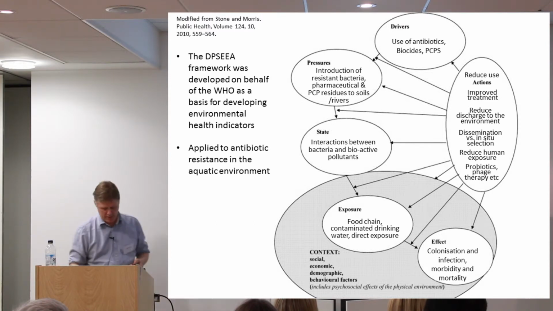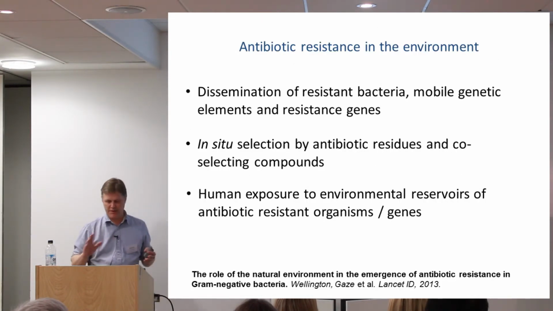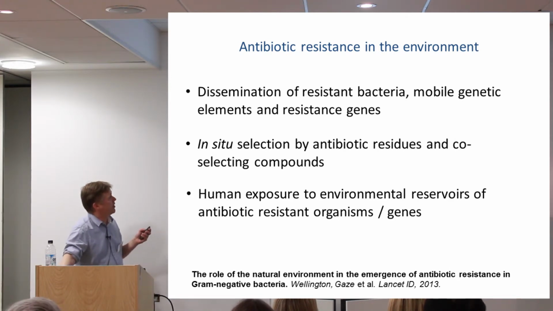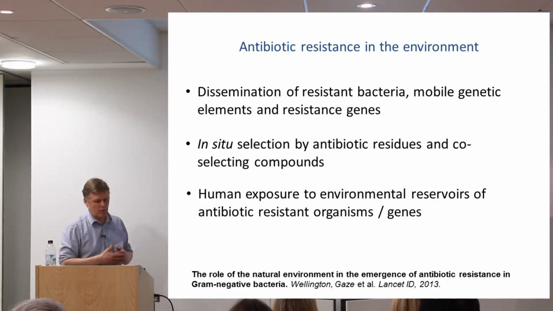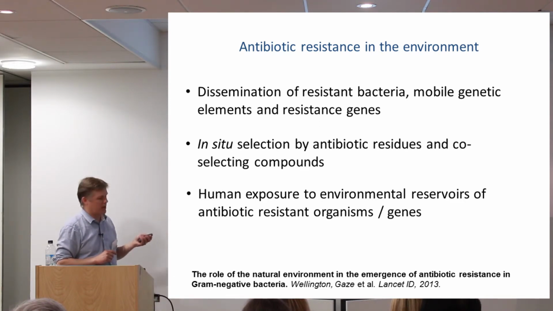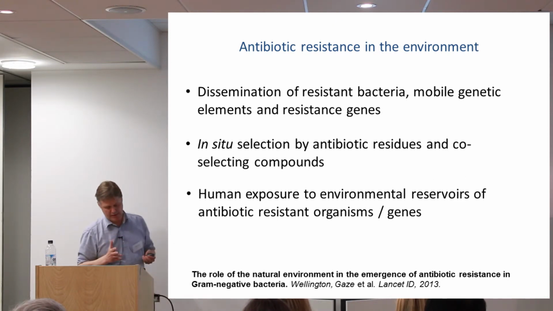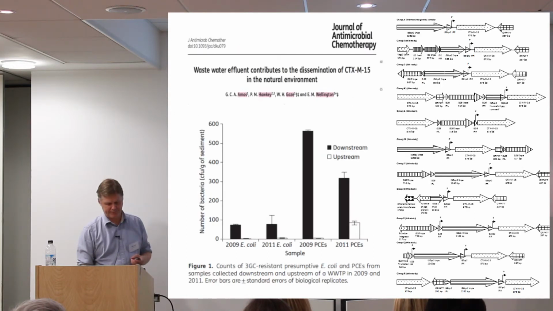So some of the work that we've been doing looks at different areas of this, and these are the three areas of research that I focus on. So dissemination of resistant bacteria, mobile genetic elements, resistance genes in the environments. So on a geospatial scale, on a river catchment scale, but also between individual bacteria. In situ selection, so evolution, and then exposure. And there's actually much less work done on this human exposure to environmental reservoirs, partly because it's a little bit difficult to get a handle on, but I think that there are ways that we can approach it.